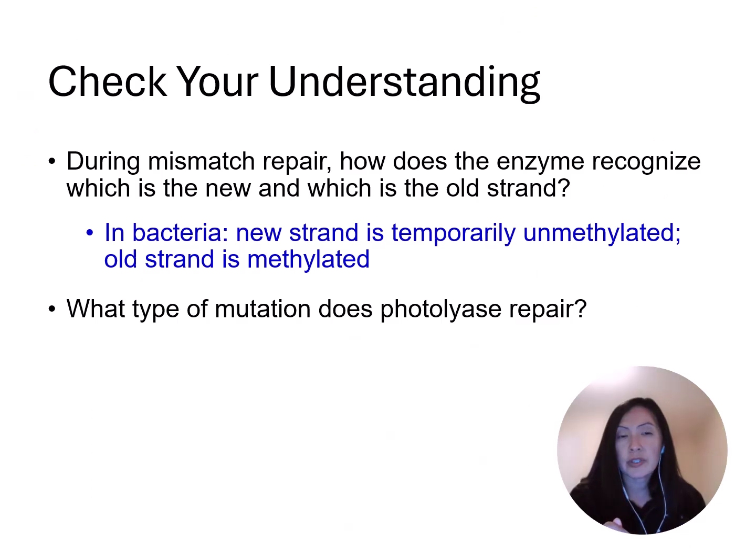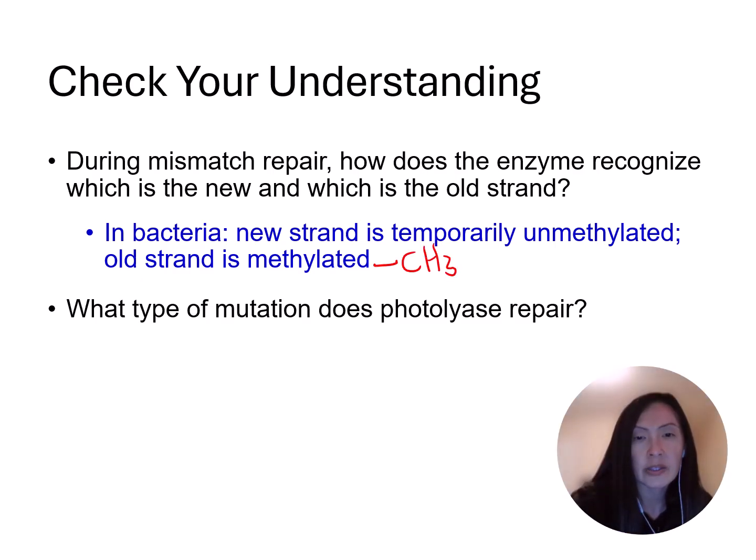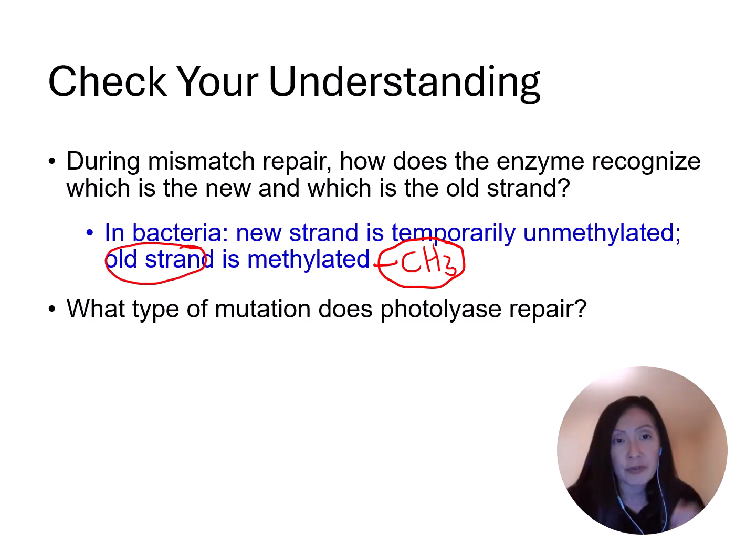Our next checkpoint question asks, during mismatch repair, how does the enzyme recognize which is the new and which is the old strand, the template strand? So it turns out that in bacteria, the new strand is temporarily unmethylated immediately after replication. So the repair enzymes recognize the unmethylated strand as the new one and correct mismatches using the old, methylated strand as the template. So methylation, remember, methyl groups look kind of like that. So there will be methyl groups on the old strand, but not the new strand at first.